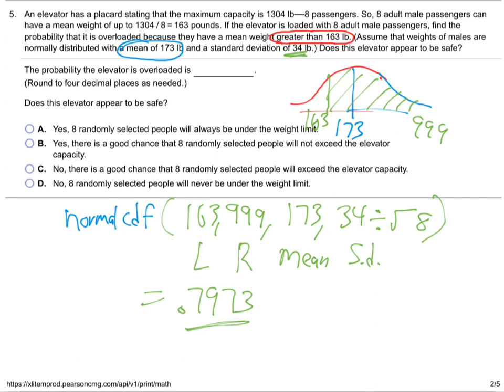How are we doing? Do you see how to identify the different things? There's the overall mean, 173, that's the middle. And then there's the greater than, less than question, greater than 163. So left edge, right edge, mean, standard deviation, divide by the square root of how many people? Is that good? Any questions I can answer?